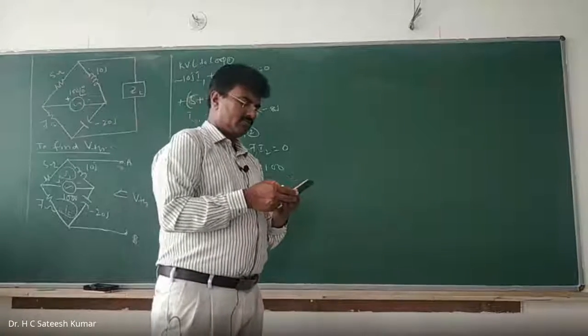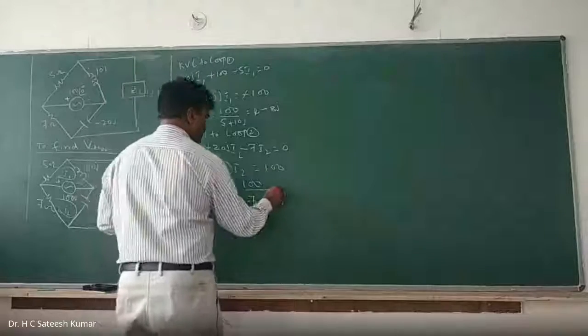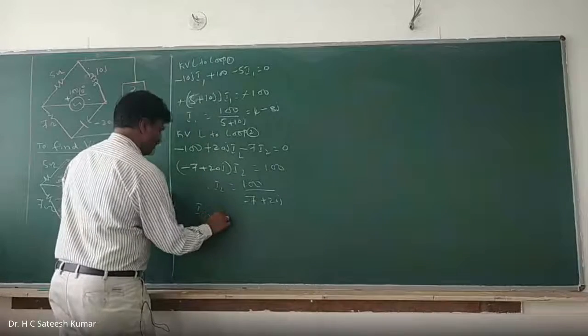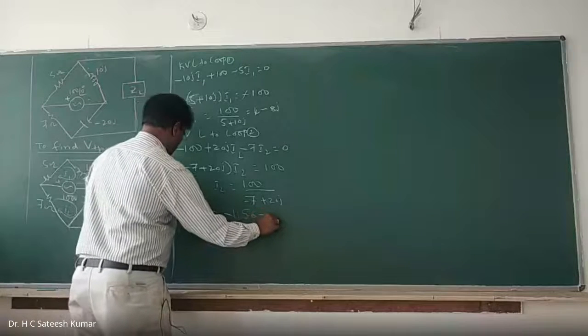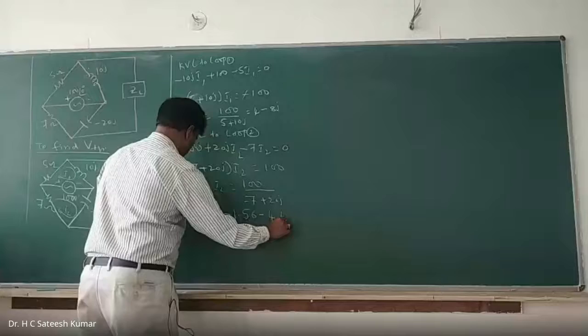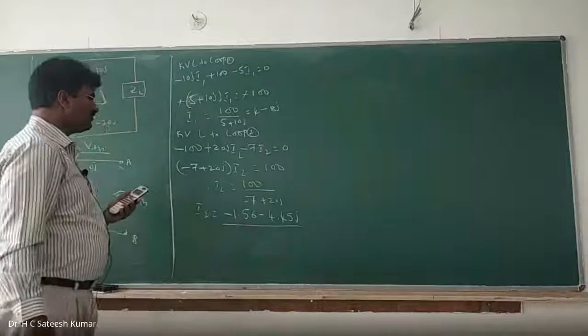You will get 1.559, 1.56. I2 is equal to minus 1.56 minus 4.45j, we can write it. That is your I2.